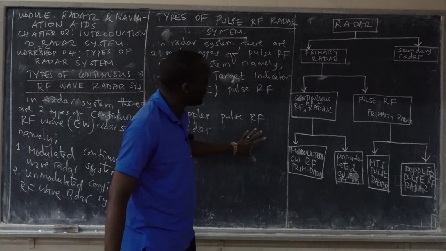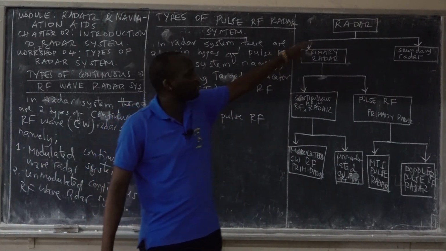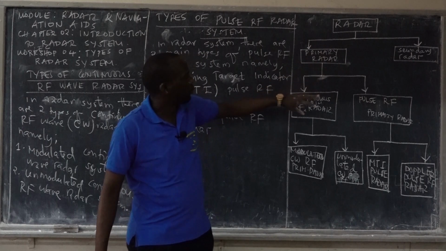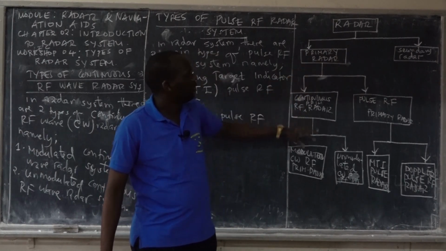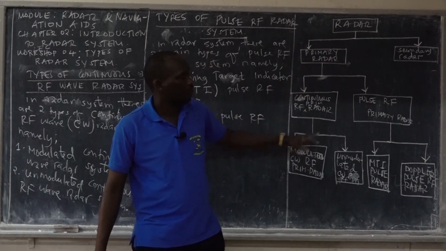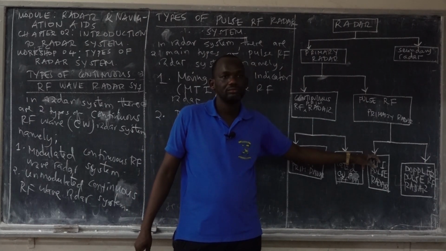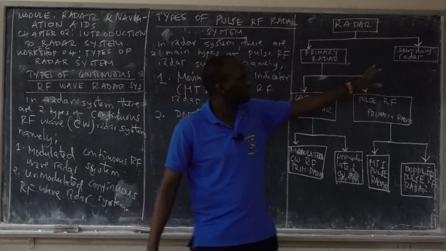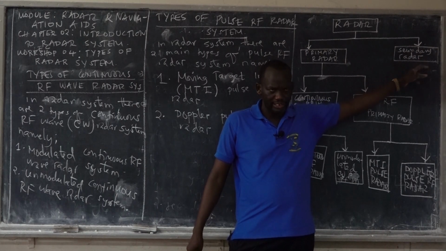So these are the types. You see we have two types of radar system. We have two types of primary radar. We have two types of continuous. We have two types of pulse. Later on we'll discuss the secondary radar system.